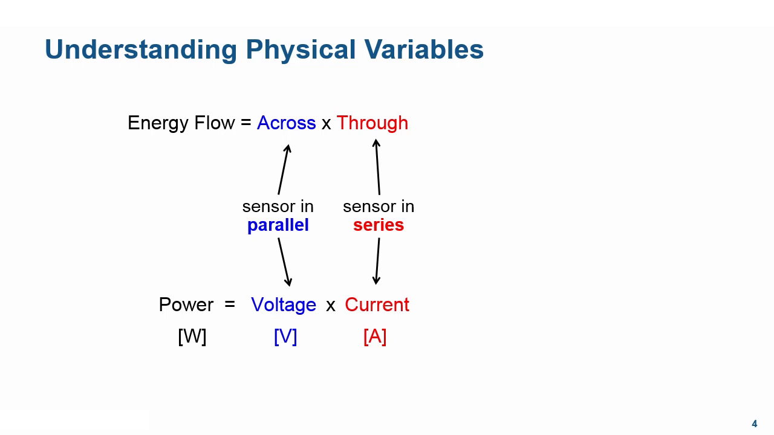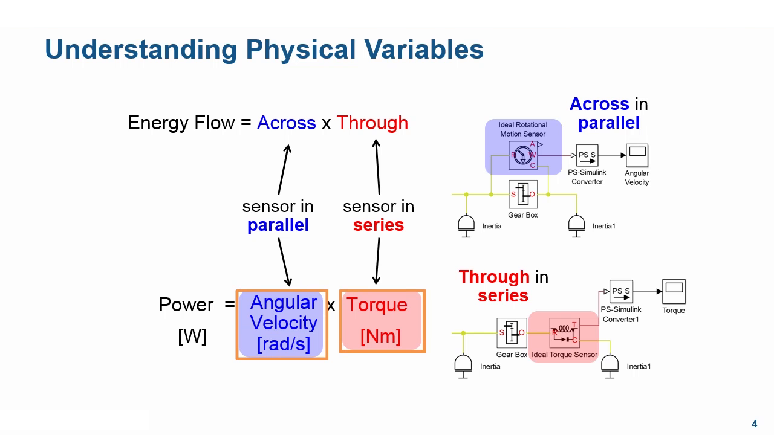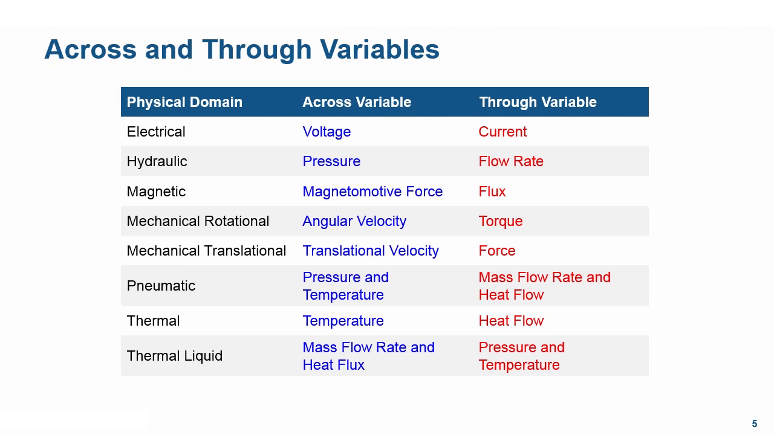Every domain is characterized by different conjugate variables. For example, the mechanical rotational domain has angular velocity and torque as across and through variables, respectively. There are other domains as well with their respective across and through variables. These are listed here. In addition to these existing domains, Simscape lets you define your own domains. Refer to the documentation for more details on existing domains and how to define new domains using the Simscape language.